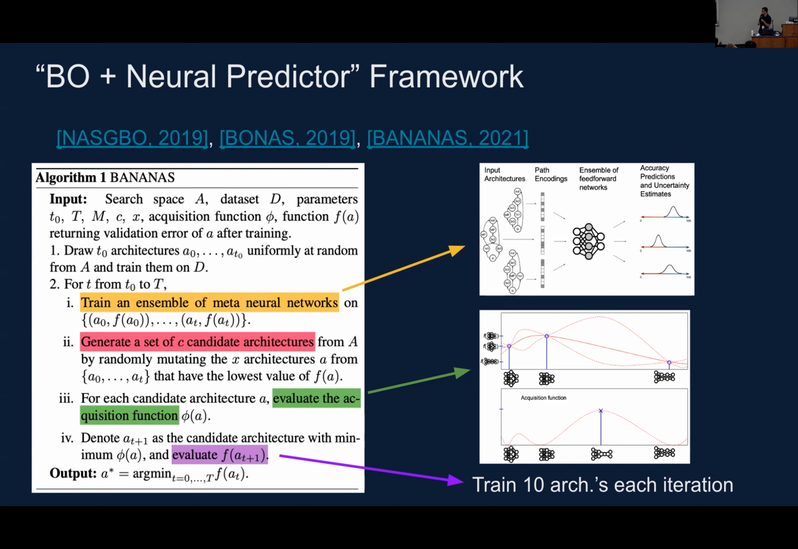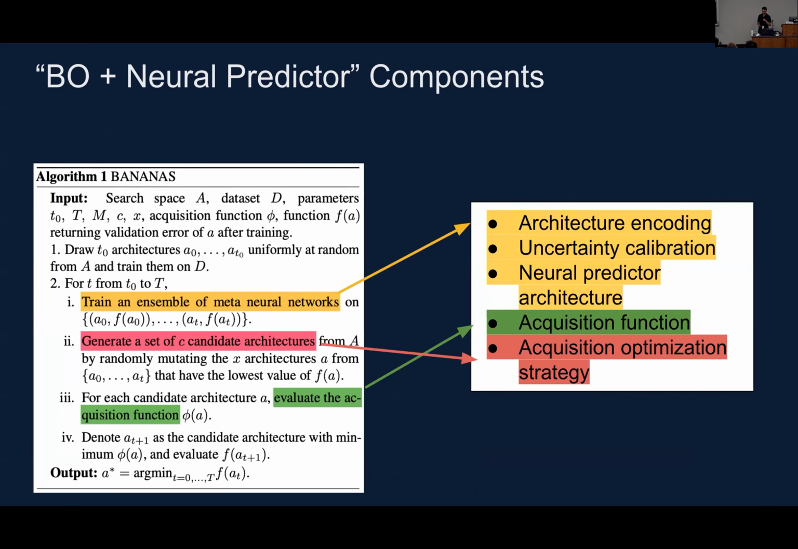Okay, but in this framework, there are quite a lot of decisions we need to make. For example, how do we encode the architectures? What model do we use? How do we calibrate the uncertainty of our model? And also which acquisition function to use? And then finally, how do we pick the candidates? So there are quite a lot of choices that need to be made.